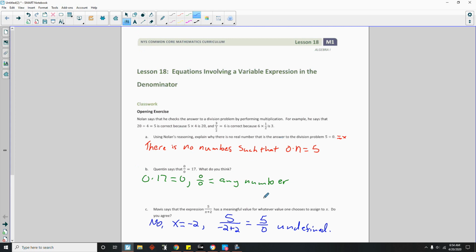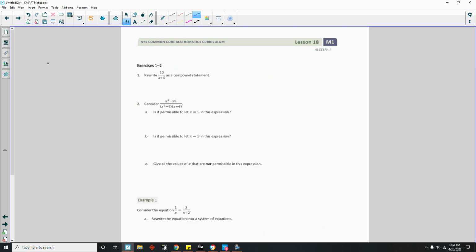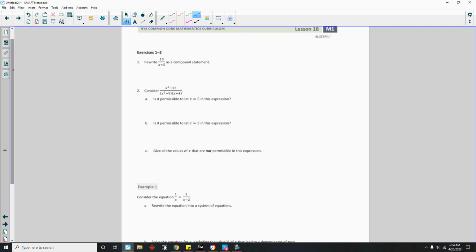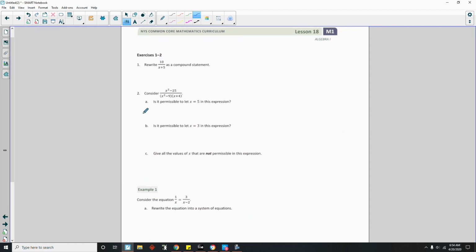Did it say it anywhere here? No, it didn't. Okay, so a compound statement was in the last lesson, lesson 17. We did it with inequalities. So you would say something like, let x is greater than 5 or x is less than 2, something like that.